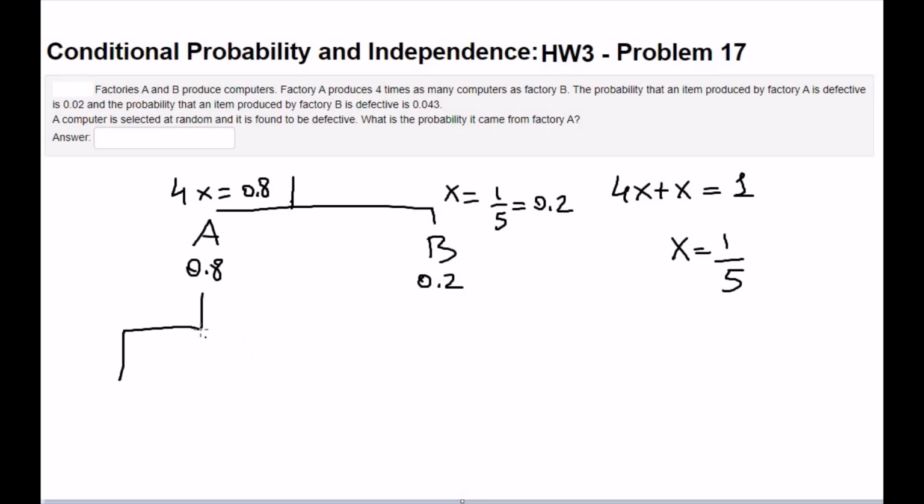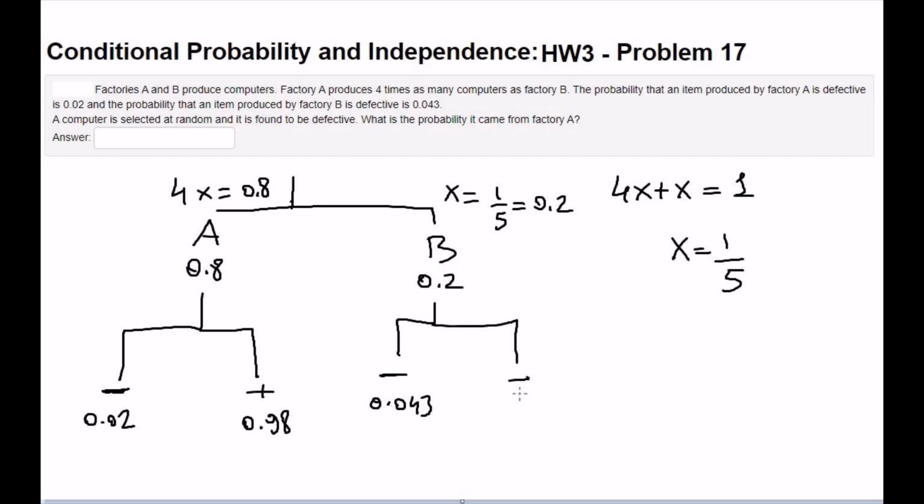And we know that factory A is making 0.02 or 2% defective items. Let's denote it with negative sign. And for the correct computer, that's denoted with positive sign. And 98% correct item. And here likewise 0.043 defective item and 0.957 is the correct item. So this is the complementary of the defective item.